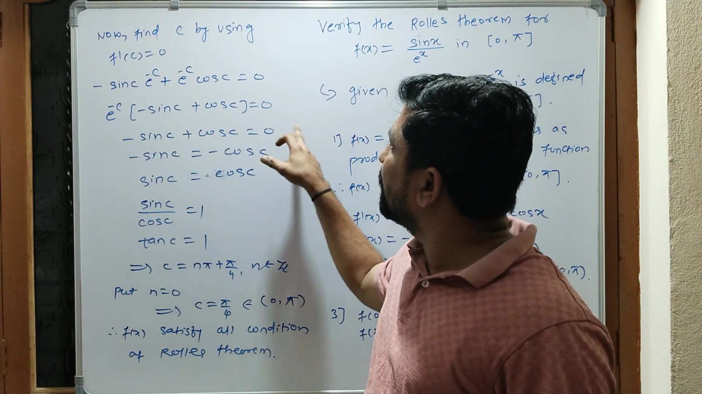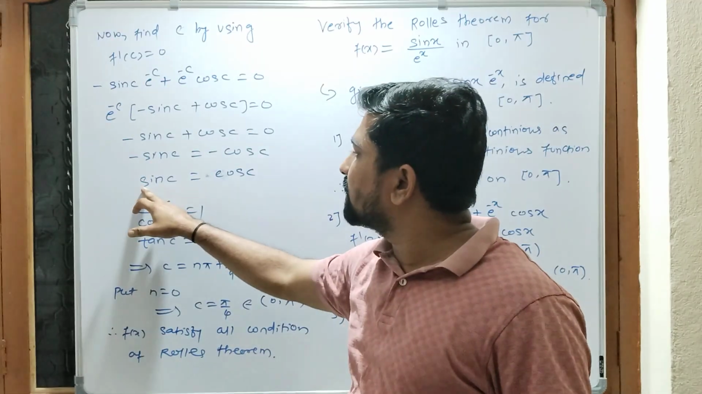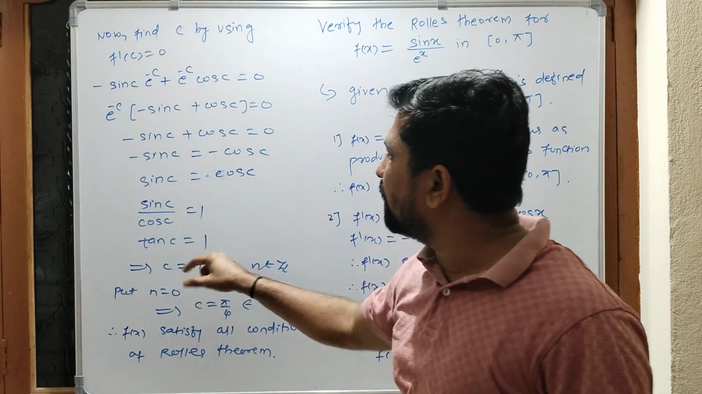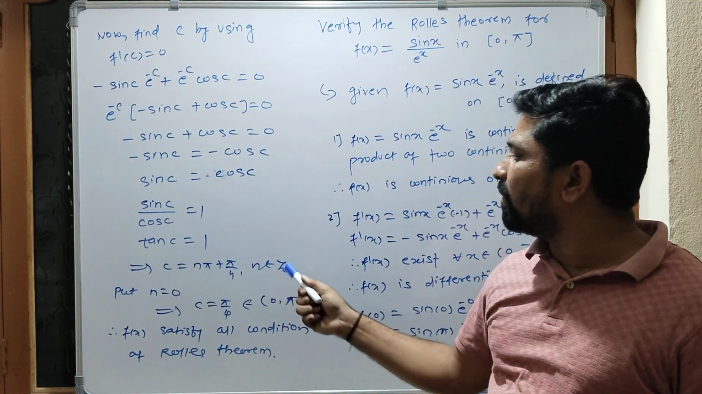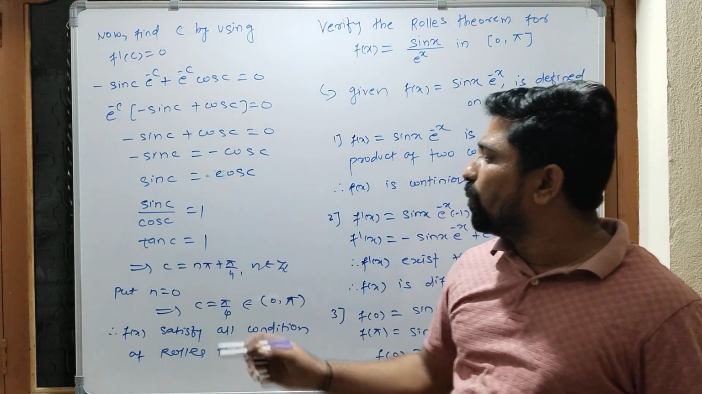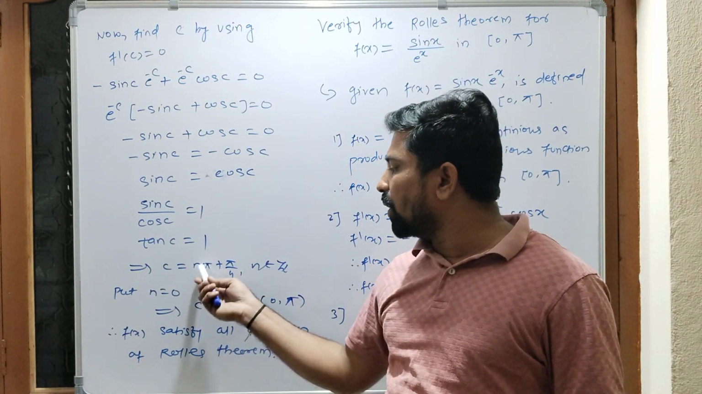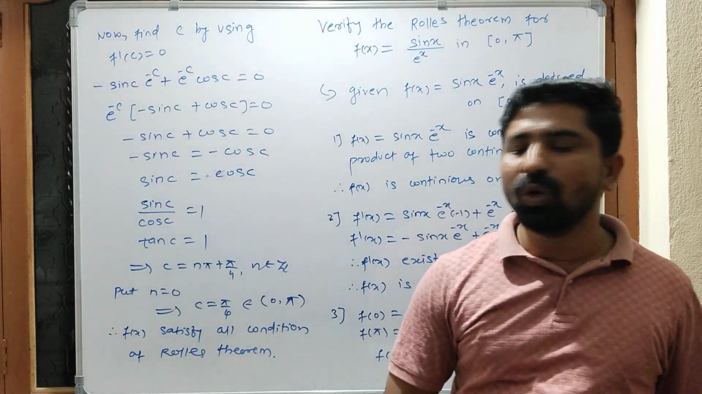Minus sin c plus cos c equal to 0. Minus sin c equal to minus cos c. Minus minus gets cancelled. Sin c equal to cos c. Therefore sin c by cos c equal to 1. This implies tan c equal to 1, this implies that c equals n pi plus pi by 4 such that n belongs to Z. Put n equal to 0 in this equation. So c equals pi by 4, that belongs to the open interval 0 to pi.